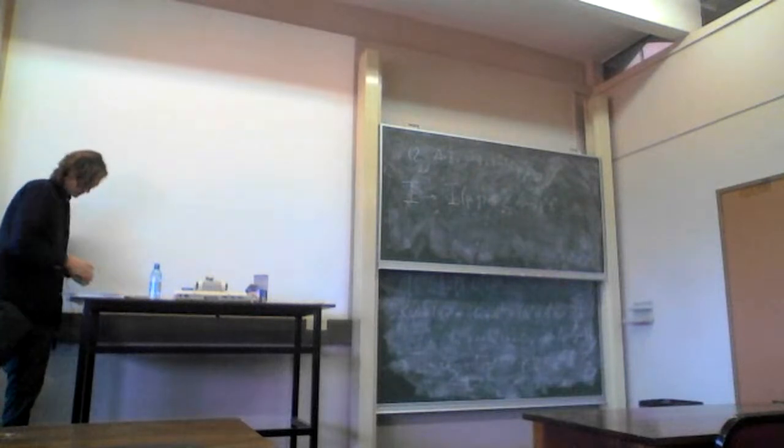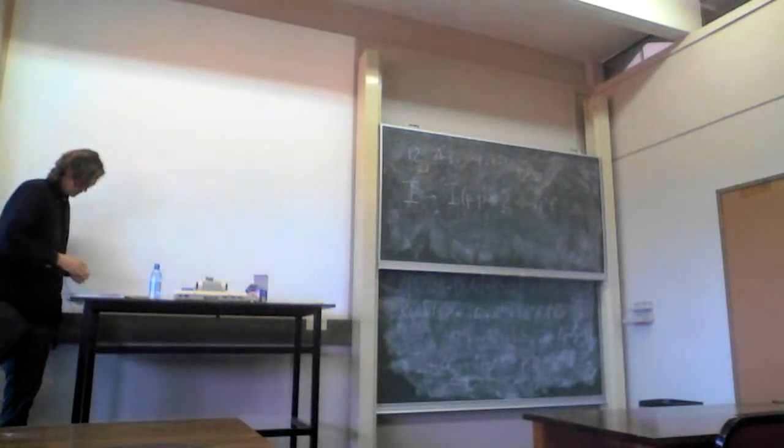So I think I still have about 5 to 10 minutes. Okay, let's see how we can compute this index in a simple example of just a single free chiral multiplet.